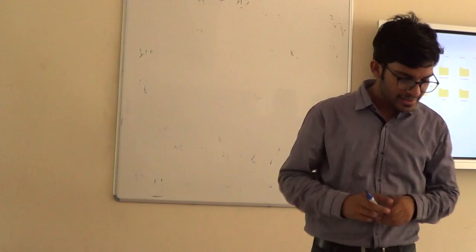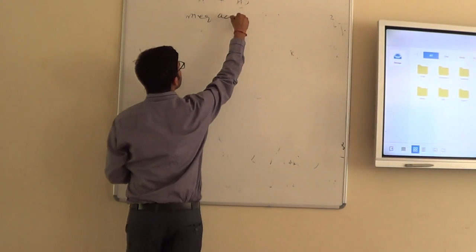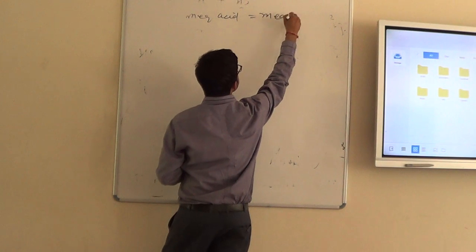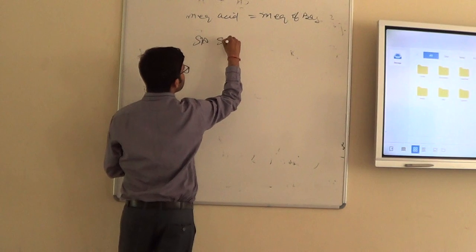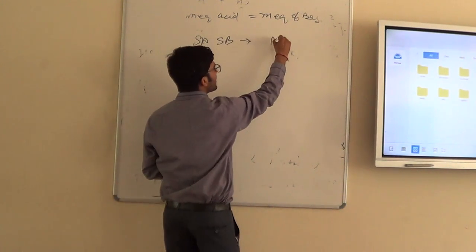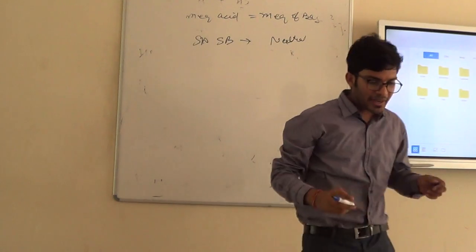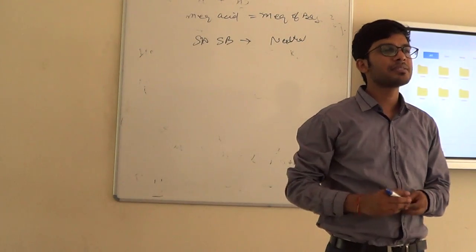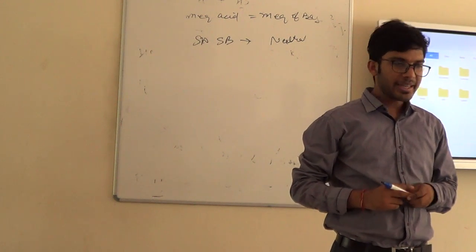Let's take the simple case: milli equivalents of acid equal milli equivalents of base. Now, if you have a strong acid and strong base, what is going to be the case? Neutralization, so pH equals 7. If I take a strong acid and weak base, it becomes acidic, pH less than 7.